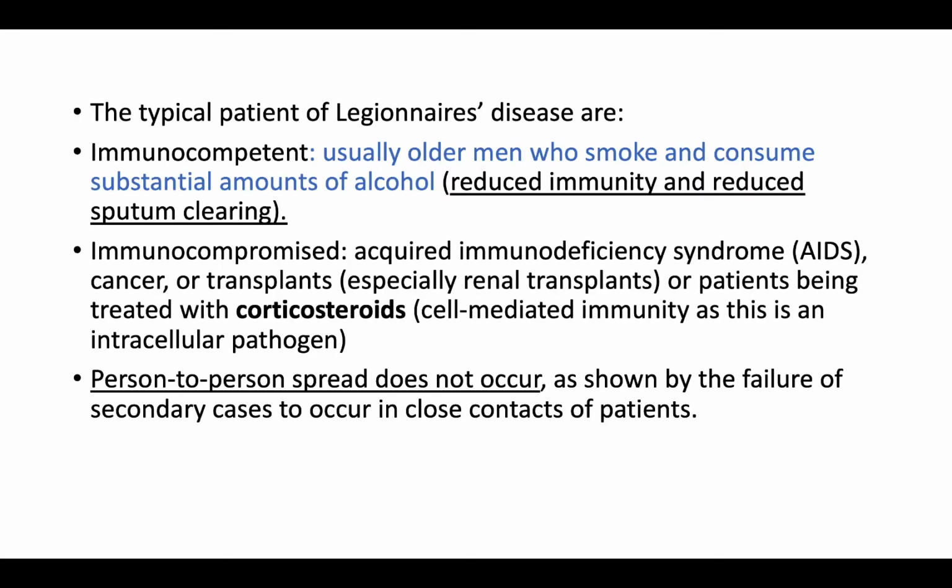The typical patient is immune competent, an older man, smokes, consumes a lot of alcohol, so reduced immunity, reduced sputum clearing. So this is the typical patient. Immunocompromised patients, acquired for example AIDS, or cancer patients, or transplant patients who take steroids, can all be immunocompromised and may also get the disease. Person to person spread does not occur. So for example at the convention, they were all sitting at the convention, all exposed to this AC, so they all got it from the AC, not from each other.